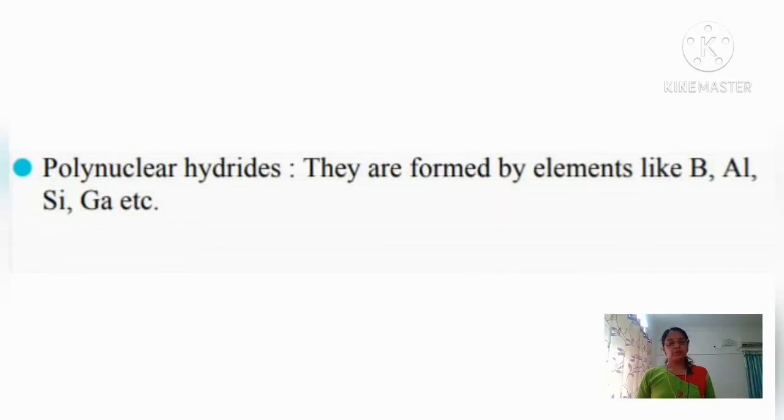Next is polynuclear hydride. Polynuclear hydrides are formed by certain elements like boron, aluminium, silicon and gallium. In the last session we discussed boranes. That is, boron when combined with hydrogen results in the formation of different boron hydrides, otherwise termed boranes. So this is a class of polynuclear hydride.